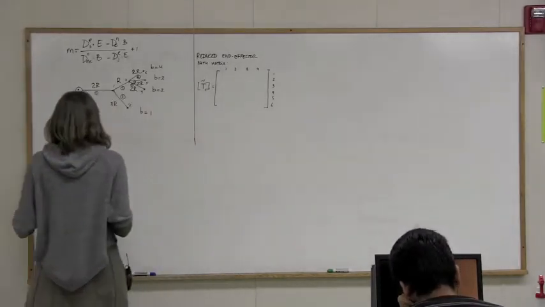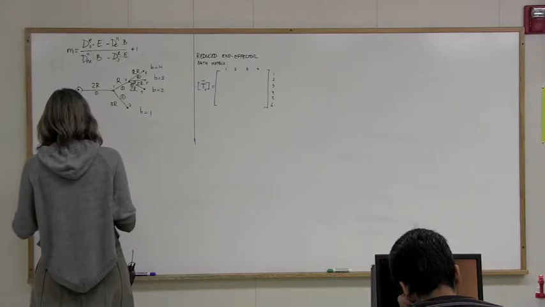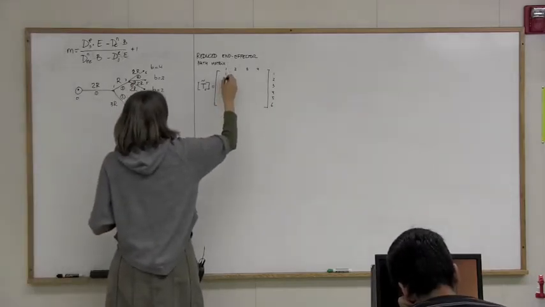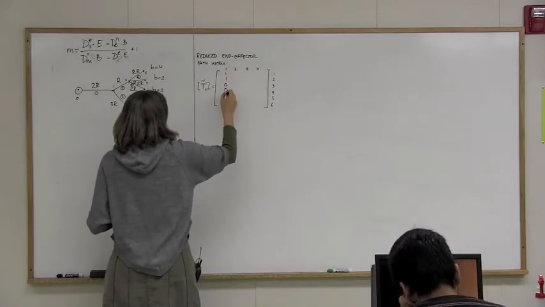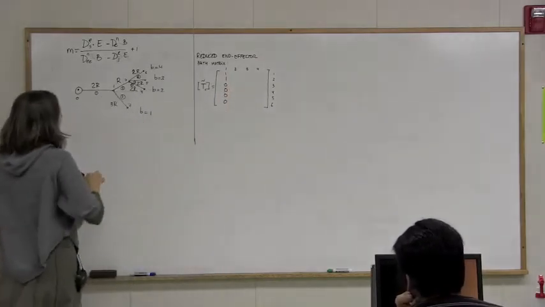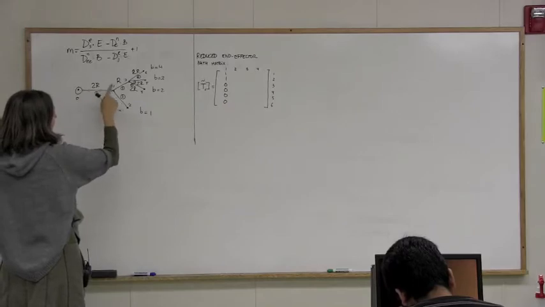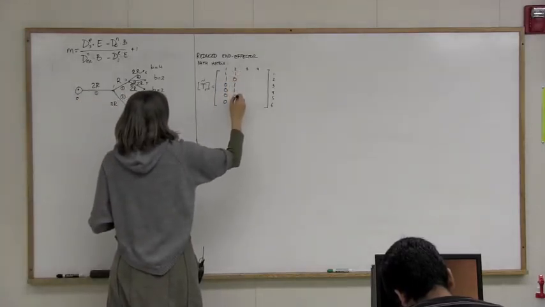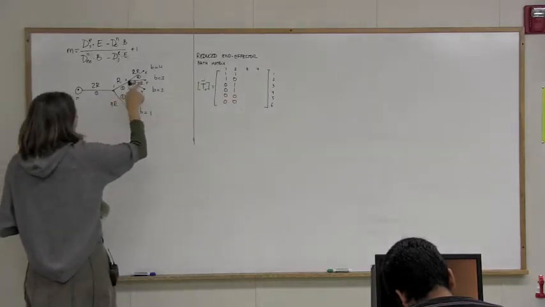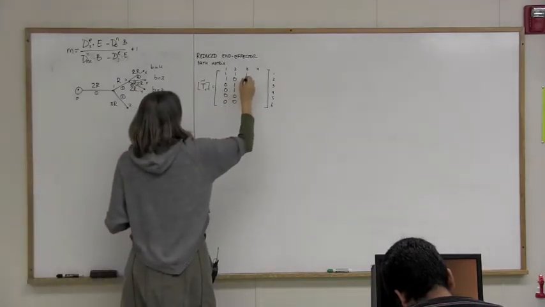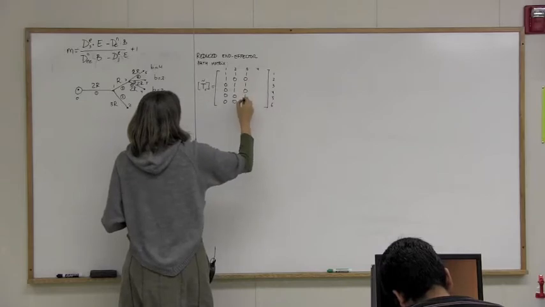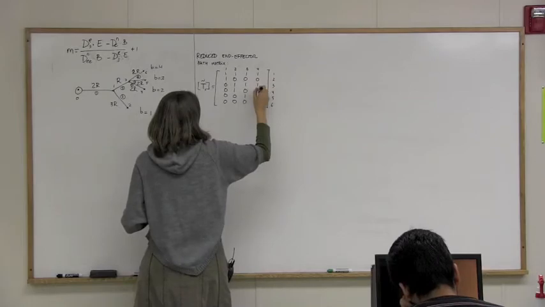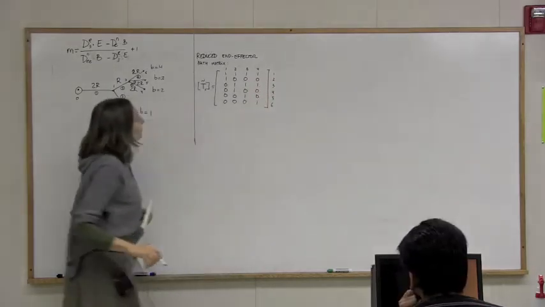Okay, so for the first one we have 1 and 2, right? So 1, 1, 0, 0, 0, 0. For the second one, 1, 3, 4. For the third one, 1, 3, 5. And for the fourth one, 1, 3, 6.